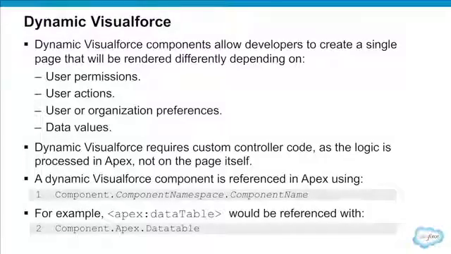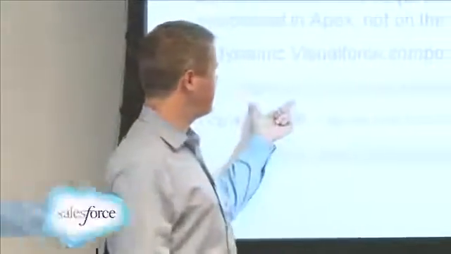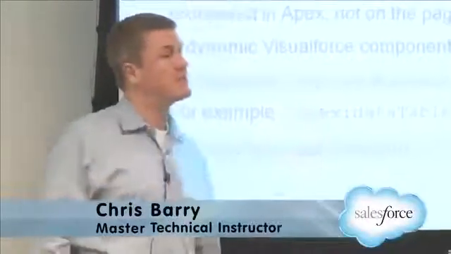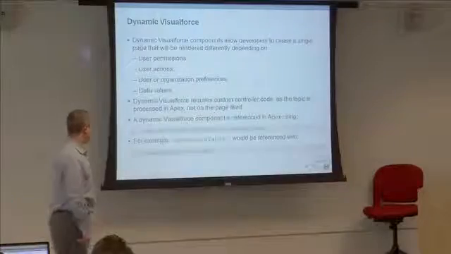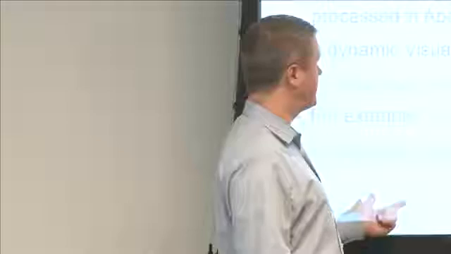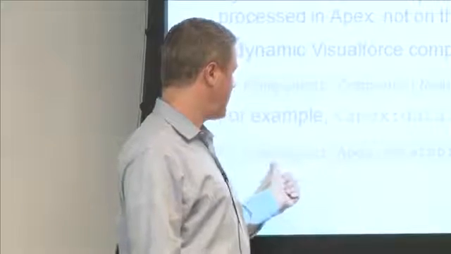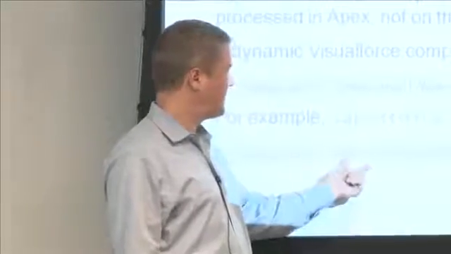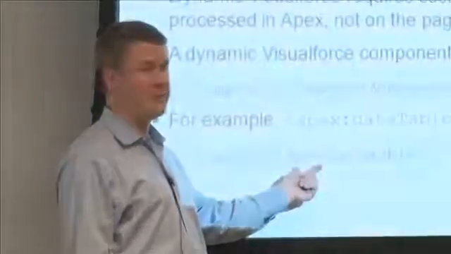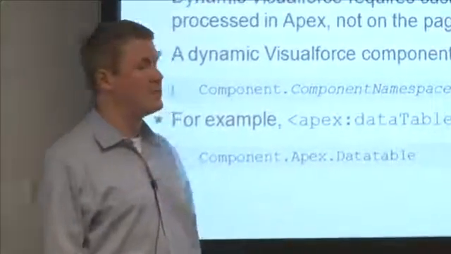Dynamic Visualforce gives you the ability to dynamically render components based on a decision that's made in your controller extension. So in Apex, there's a number of these component classes for the different types of components that you would be working with. For instance, here's an example associated with a data table tag. We have Component dot, and then because this is a standard component, we have the Apex namespace, and then we have our dataTable. Okay?